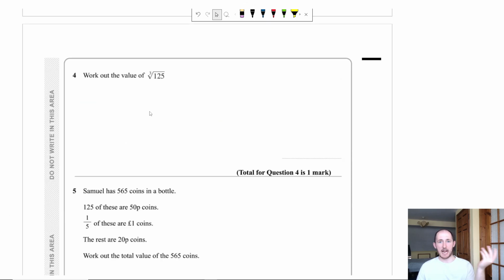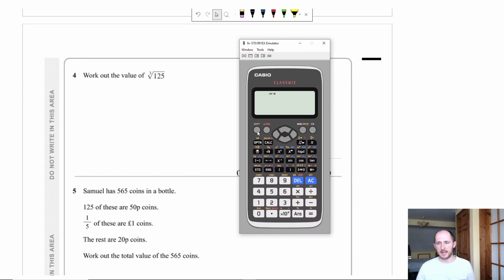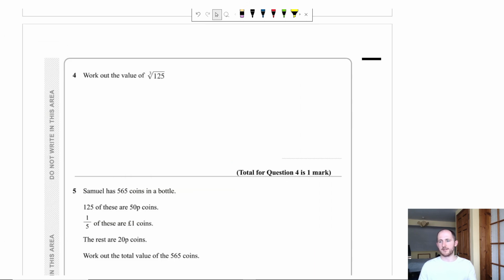Question 4, this is a calculator paper, but also it's a cube number. You should hopefully know a few of the cube numbers. Work out the value of the cube root of 125. Either way, they're testing if you can use a calculator or if you have a good enough memory. So shift square root button gives you cube root, then 125 will give you the answer of 5.